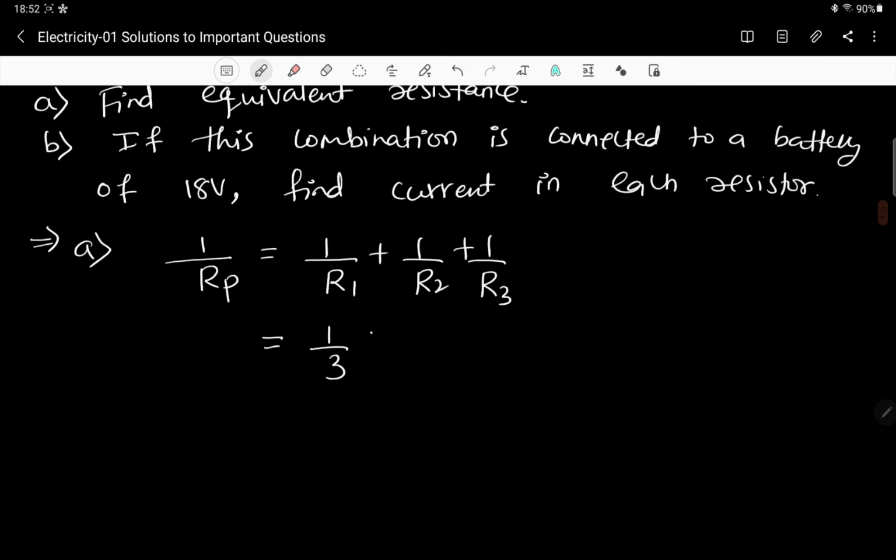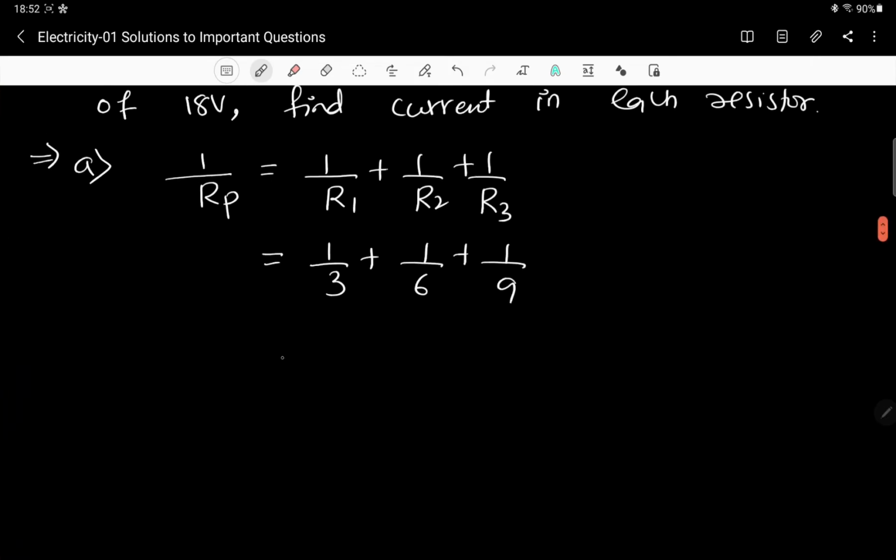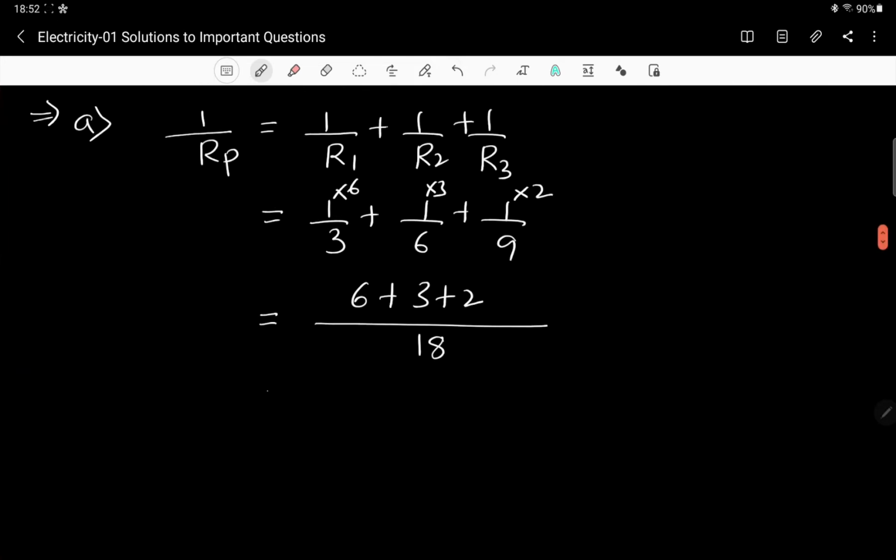So that is 1 by 3 plus 1 by 6 plus 1 by 9. What is the LCM? Everybody must be having an idea about LCM. The LCM is going to be 18. So it becomes 6 plus 3 plus 2, and 6 plus 3 is 9, 9 plus 2 is 11. So 11 by 18.